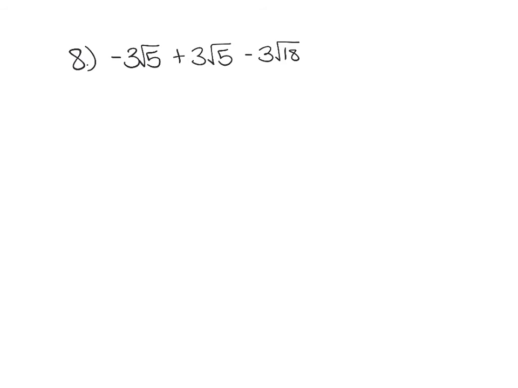Let's try another one. So I have a negative 3 radical 5 and a 3 radical 5. And then I have a negative 3 radical 18. So the radical 5s don't simplify, but the 18 does. So let's simplify that. So I got 2 and 9, 3 and 3. So I have a negative 3 that's already on the outside. Radical 2 times 3 times 3. So I have a set of 3's.